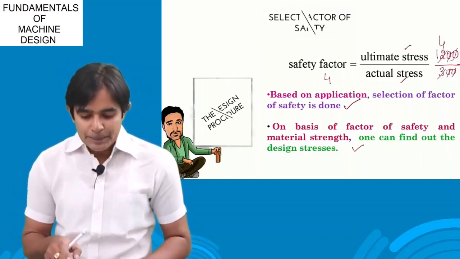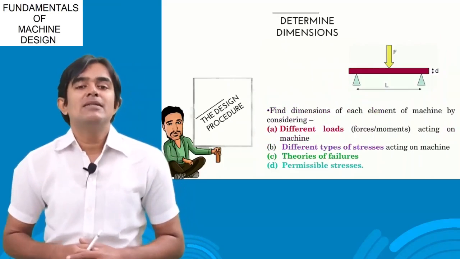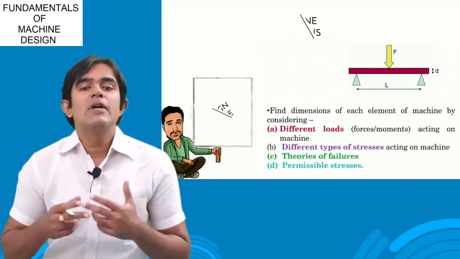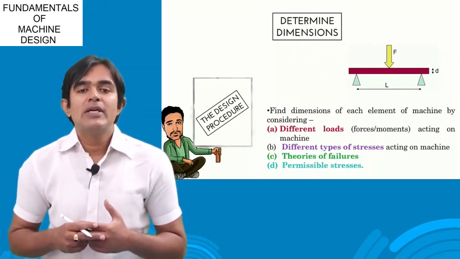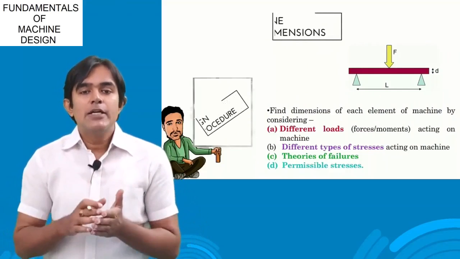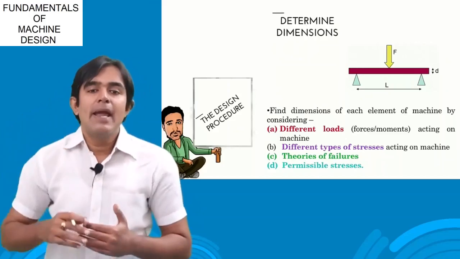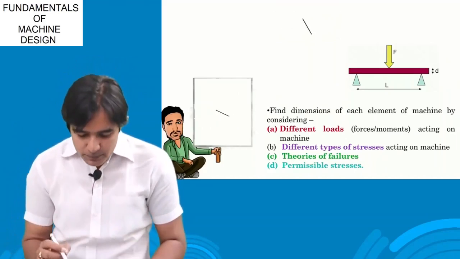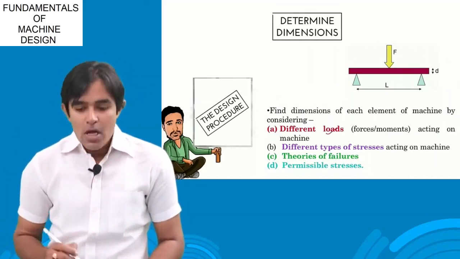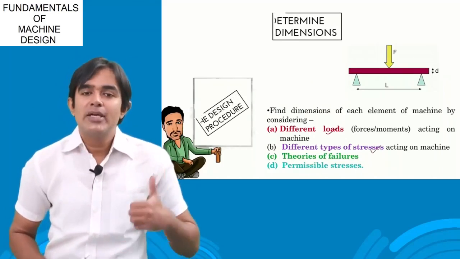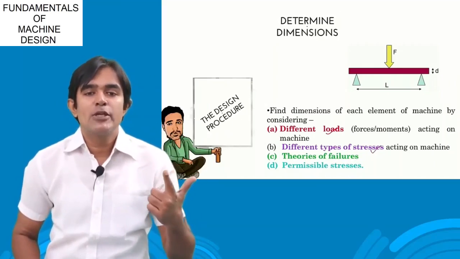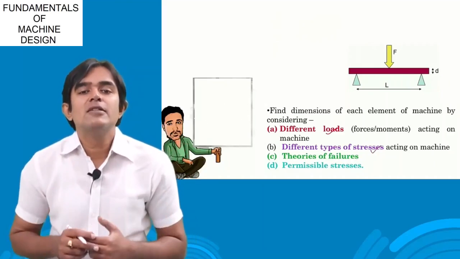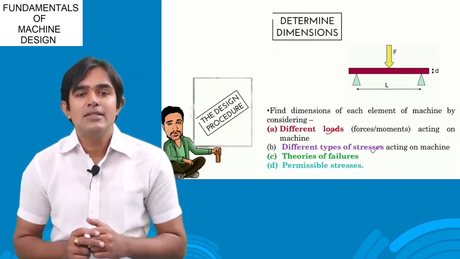The next step is determining the dimensions. What sort of dimensions should a part have? Whether it should be wide, whether it should be of a proper height, everything should be decided in this step of the design procedure. What are the different loads? What would be the different types of stresses, whether they are tensile stresses, compression stresses, shear stresses, thermal stresses, what sort of stresses are going to act is all decided in this step.